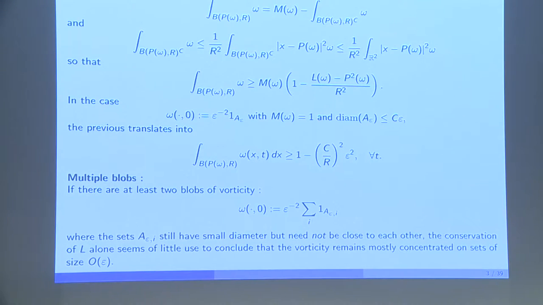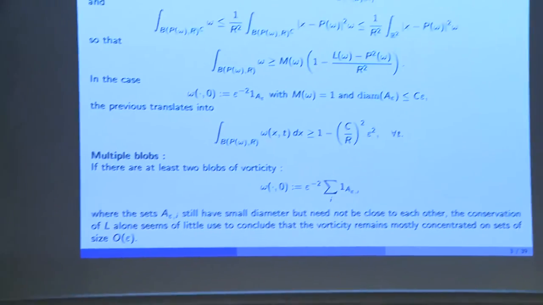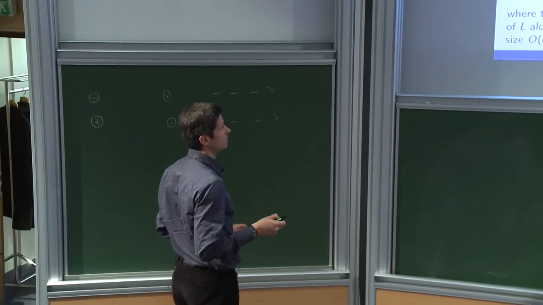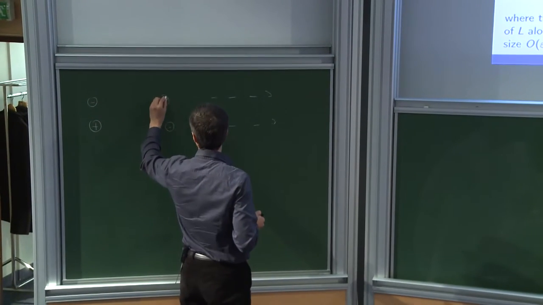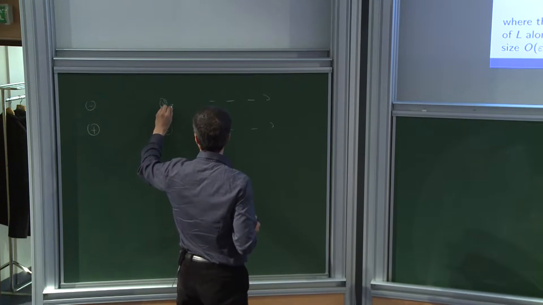And now the kind of solution I will look at is precisely such kinds of initial data where I will put a scale epsilon, and so I will consider patches, which are, this is just to put a parameter in the problem.